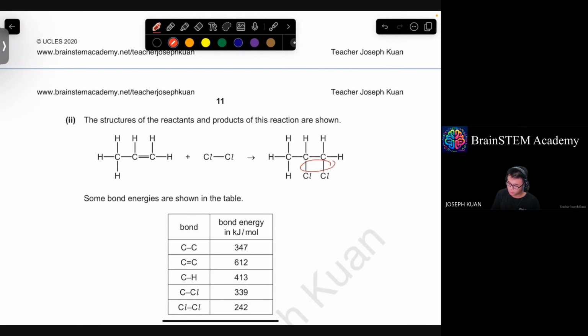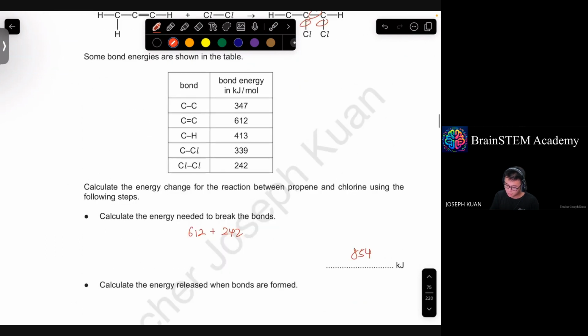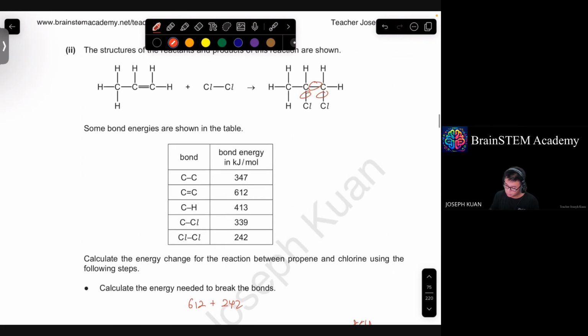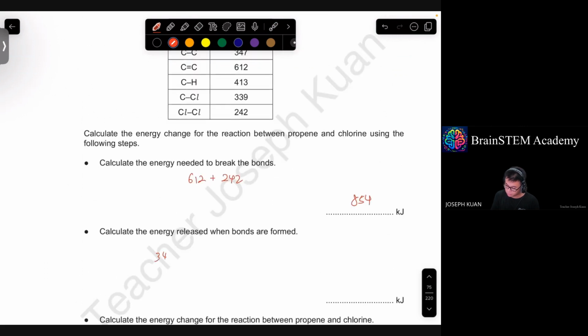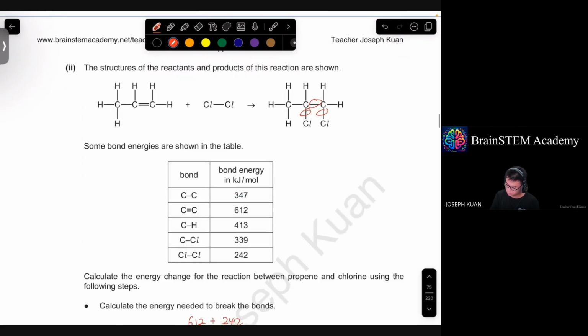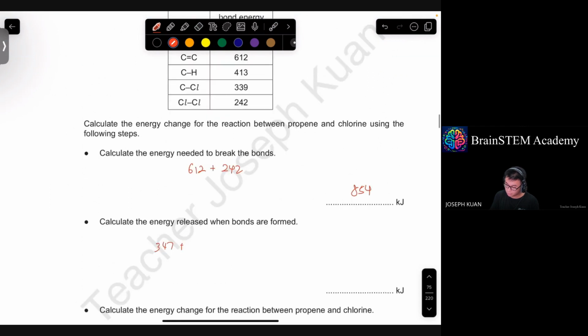All right, next, calculate the energy released when bonds are formed. So I'm forming 2 bonds here. Wait, 3 new bonds here. Yes, I'm forming 3 new bonds here. So I need 347 and 2 CCl bonds, which is 339 times 2. That gives 1025.